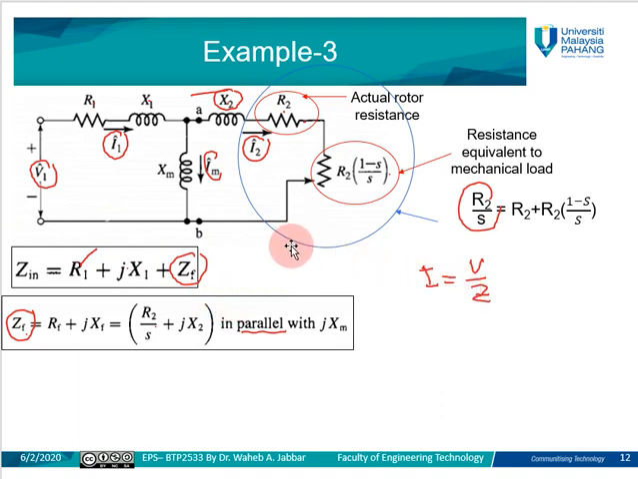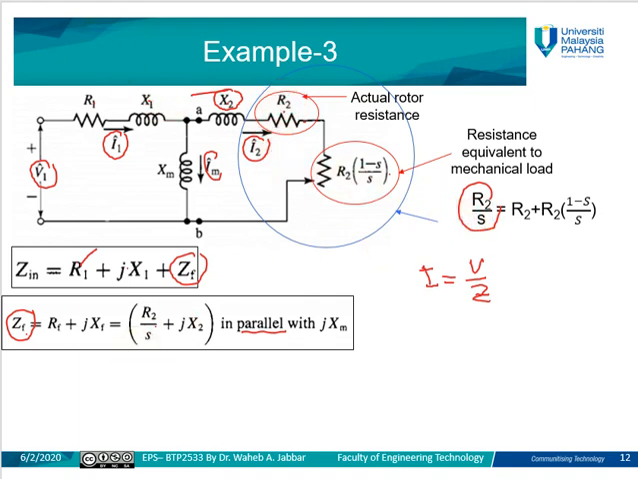So how can we calculate the value of Z2? The value of Z2 represents the impedance of the rotor winding, of the rotor bar. This is the rotor bar from this point A, B to the right. The rotor bar consists of reactance, which is X2, and resistance, which is R2 over S.